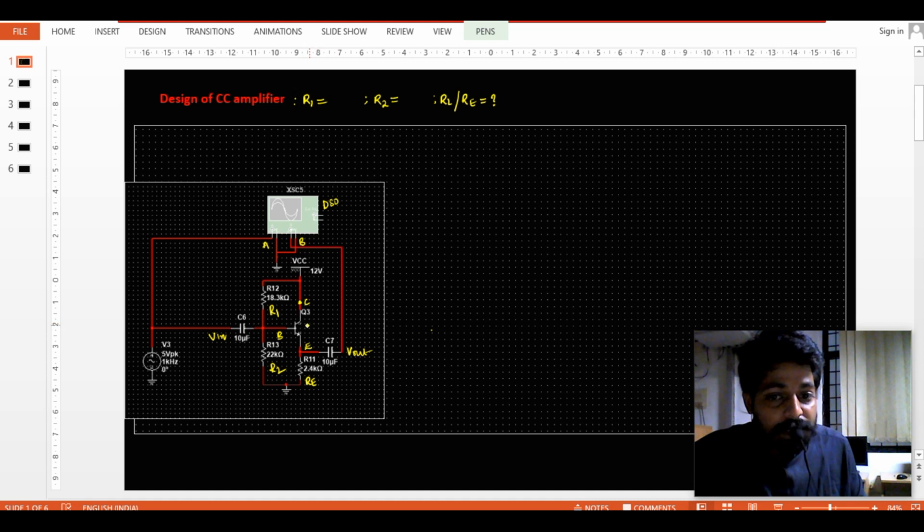I have seen the range of the collector current. The IC range is given around 2 to 3 milliamperes. So my choice is around 2.5 milliamperes for the transistor. I took it, and if I mention the same point over here on the characteristics, the same point in the characteristics.